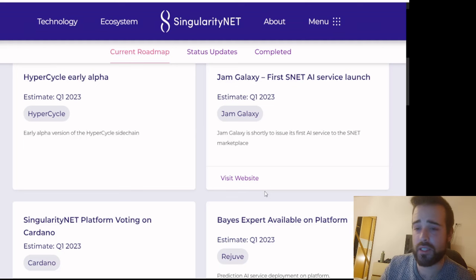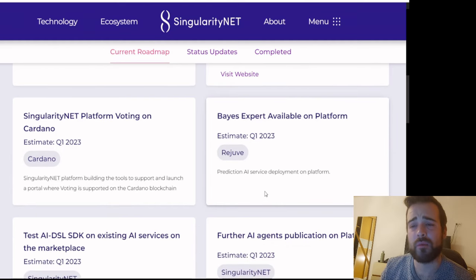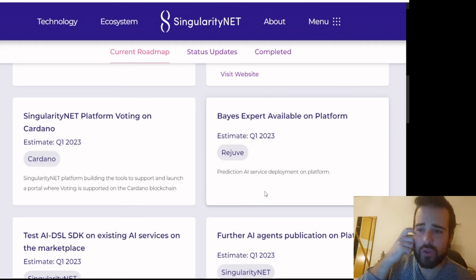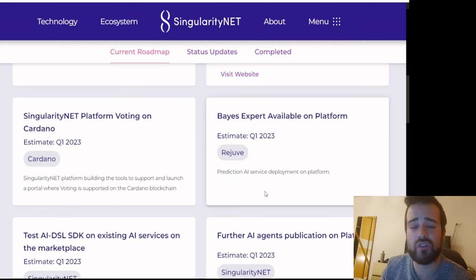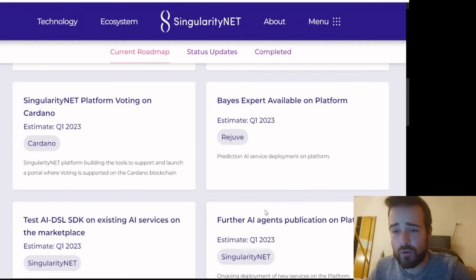the Singularity Net marketplace. Besides that, Singularity Net is also working on developing a platform to vote on Cardano. So these are basically tools to support and launch a portal to vote on the Cardano blockchain. And it's very positive because it's a right step in terms of governance, in terms of on-chain governance for Singularity Net, and to actually give the users an easier way to vote and a more reliable way to vote, and transparent above all. Rejuve also launched this base expert service on the platform.